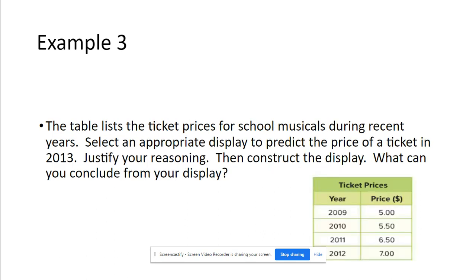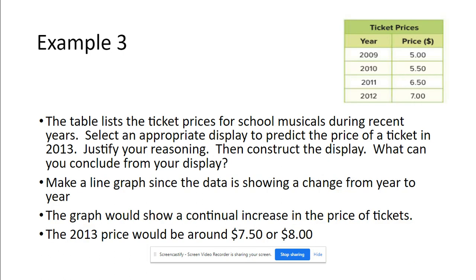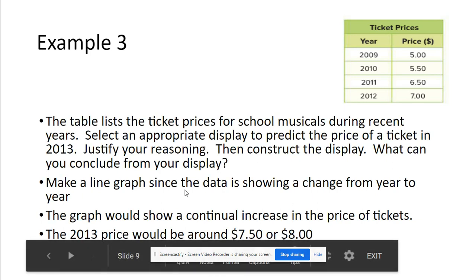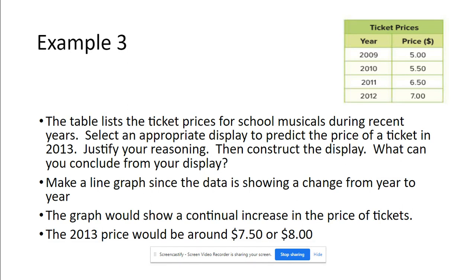In this table, we have a list of ticket prices, and we can see their prices from 2009 to 2012. And so we see the price goes from $5, and then a year later it raises by 50 cents, and then a year later it raises by $1, and then a year later it raises by 50 cents again. So the best type of display to use here would be a line graph. Because a line graph is going to allow you to chart the path of the steady increase in price over the years. And it says here, what can you conclude from your display?